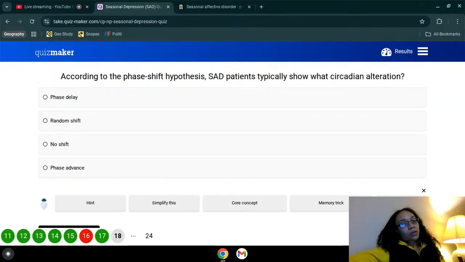According to the phase shift hypothesis, SAD patients typically show what circadian alteration? Speaking of shift, hold on.